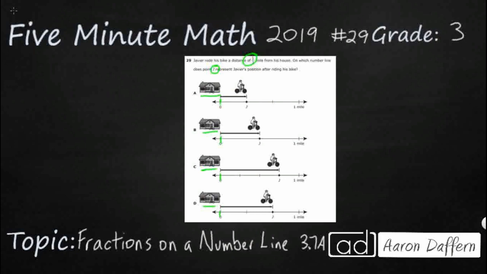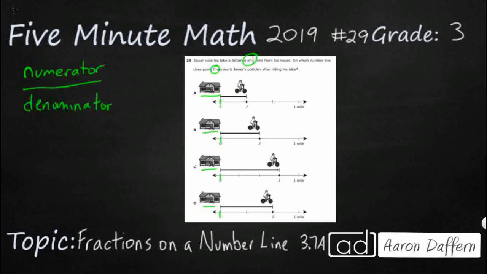So our only clue is that he rode 1/2 of a mile. So really what we're trying to do here is figure out which of these number lines best represents 1/2. Well, when we're dealing with fractions, we're always dealing with two different terms. The top number is actually not called the top number. It's called the numerator. And the bottom number is called the denominator. Those are some big terms that we need to make sure we understand.